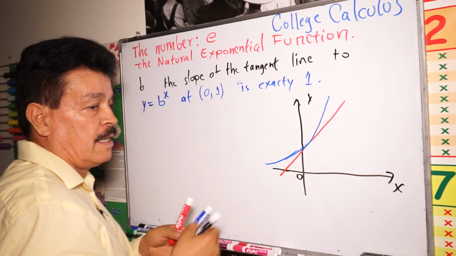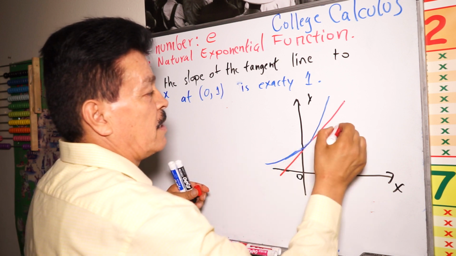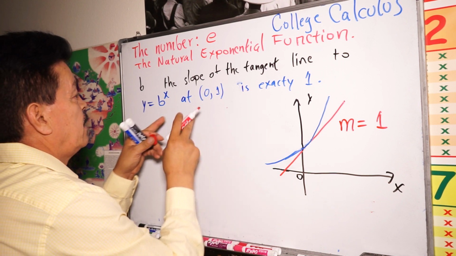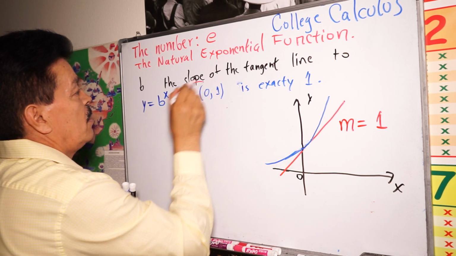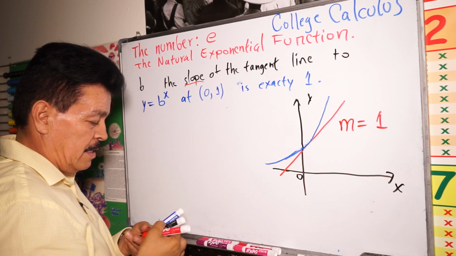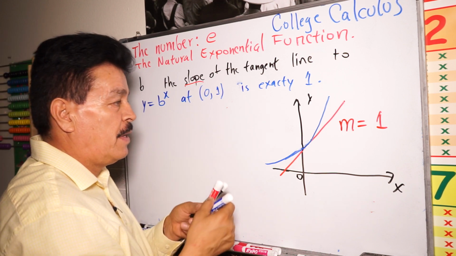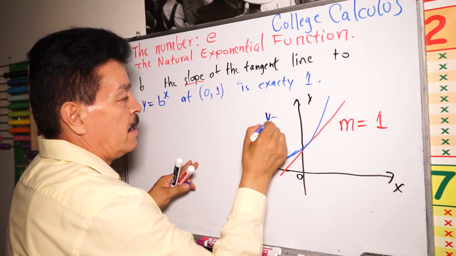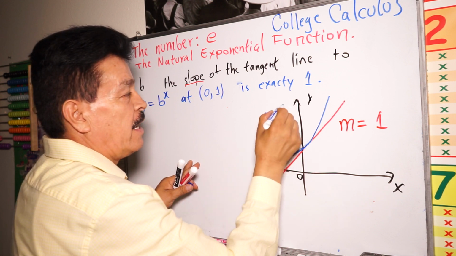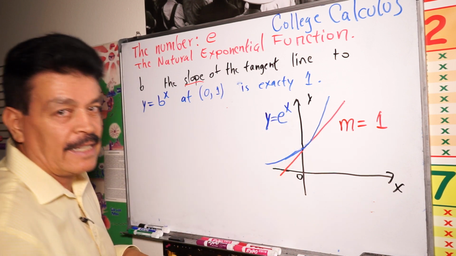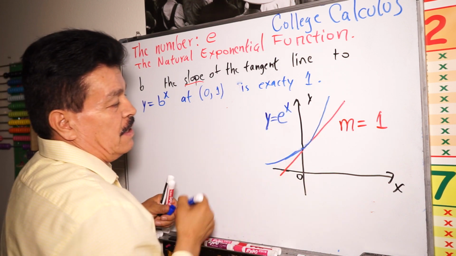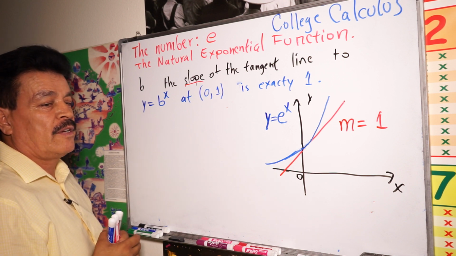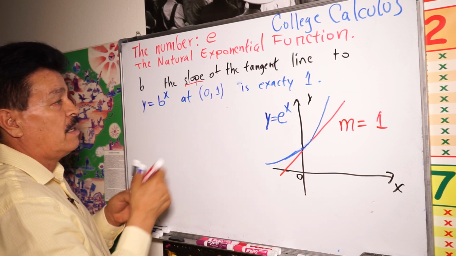The line is going to be the m. This is the slope. We are talking about the slope. The slope of the tangent is 1, and this line means y equals e to the x power, the exponent x. So in fact, there is such a number, and it is denoted by the letter e.